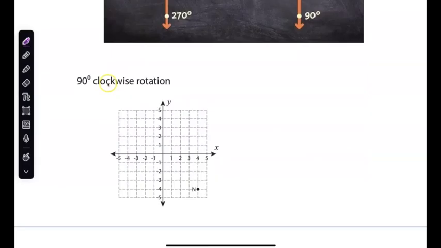Let's try with this one. We're going to rotate 90 degrees, a clockwise rotation. Clockwise means we're going to rotate it down this way. If we rotate it this way, this point should be in a different quadrant. Right now it's in quadrant 4. We should be in quadrant 3. We should be over here somewhere. How do we do this?